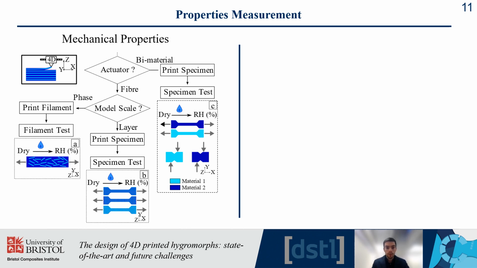One thing that we want to emphasize is the importance of understanding the impact of humidity on the material, because sometimes the hygromorph actuation will be fairly long, and therefore this will impact the humidity. The humidity will impact the mechanical properties during the test, and understanding this impact will enable us to understand the comparison between the model and the real hygromorphs.